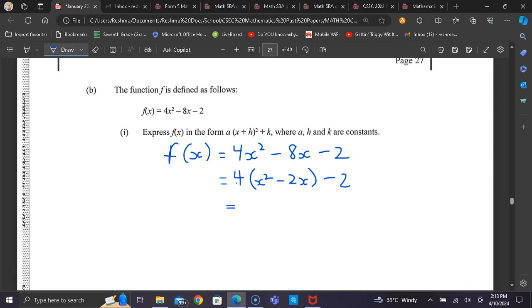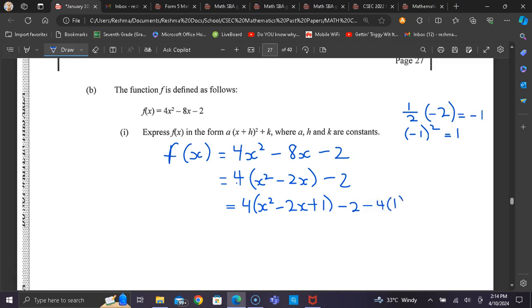The next step, we're going to take half the coefficient of x, and the coefficient of x here is -2, so half of -2 will give -1. Then we're going to square that -1 to give +1. So inside of my brackets, I am going to add that 1. And then at the end, we're going to subtract 4 times the 1.